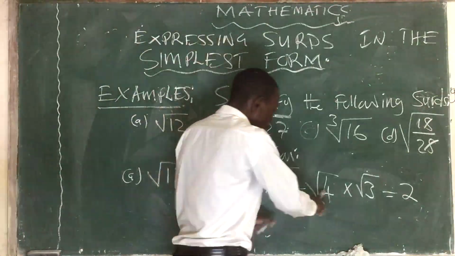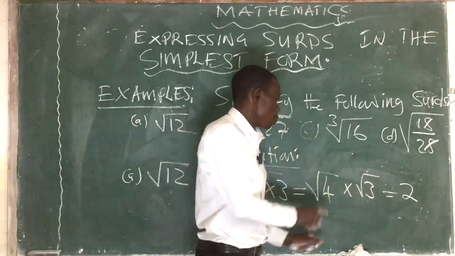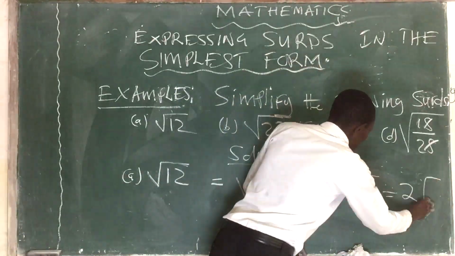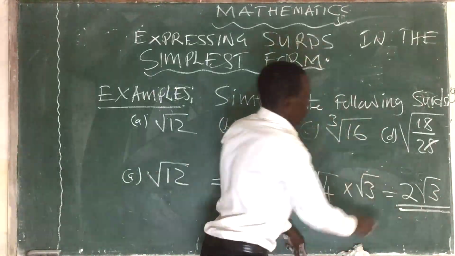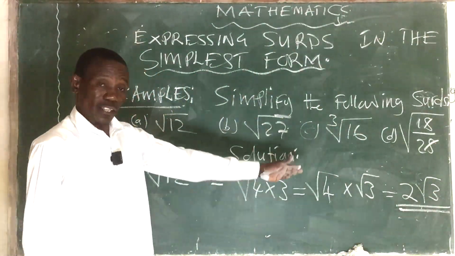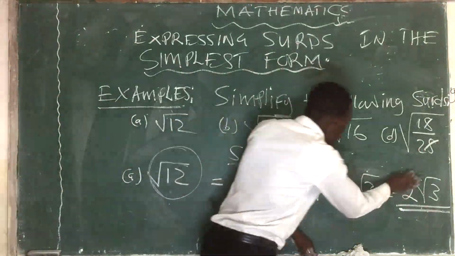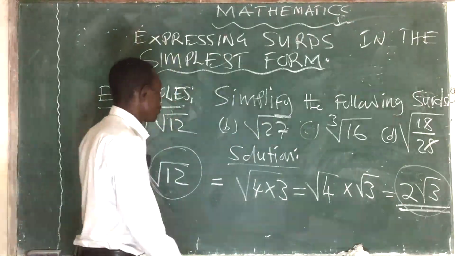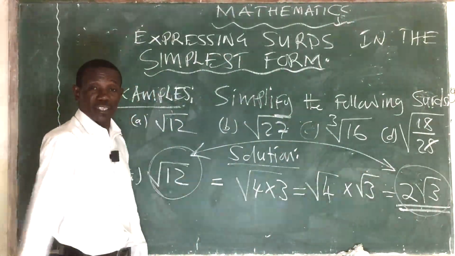So here it means you have the square root of 4, which gives you a 2, to be multiplied by the square root of 3, which will be just 2 root 3. Right. So that's your answer. If you look at the root of 12 and look at the 2 root 3, the 2 here means the same, but not different.